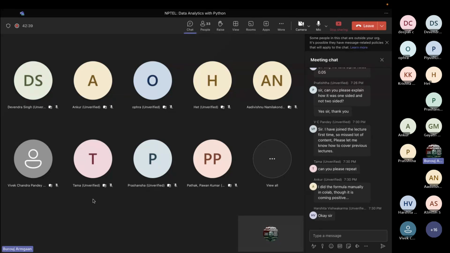By the way, Ankur, what formula did you use? Just square root and normal plus, minus, multiply, divide. Square root? No, I mean, can you explain it? I mean, better.